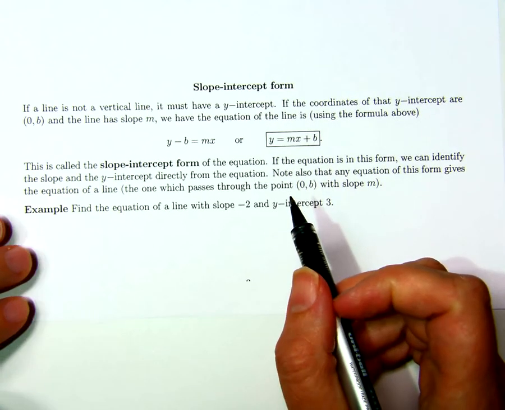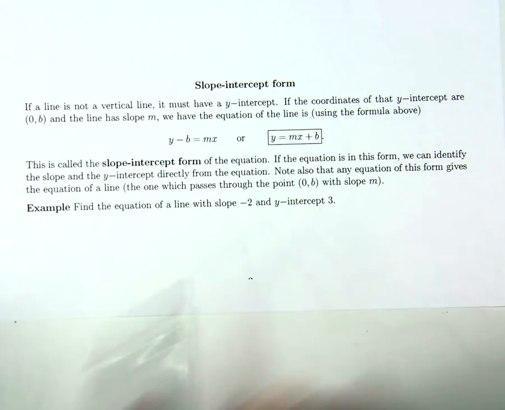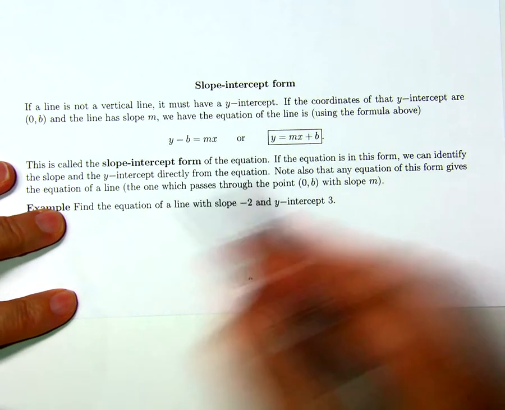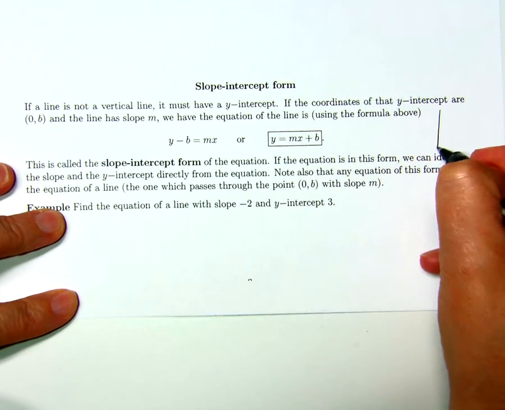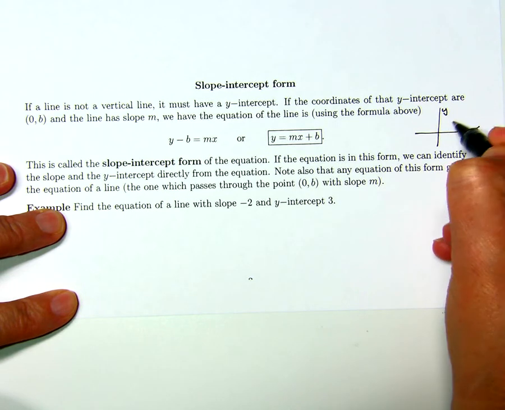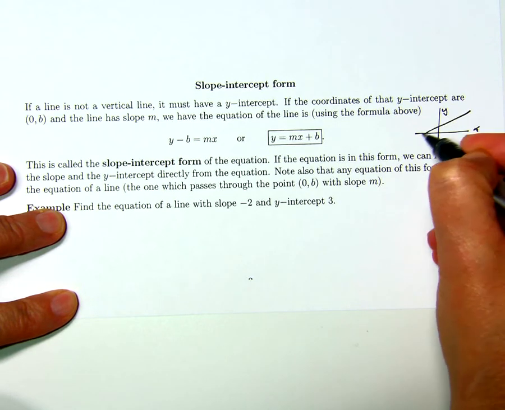Now we're going to look at the general equation of a line so that you can always recognize a line when you see it. And there are a couple of formats of the equation. If the line is not vertical, then it must have a y-intercept. So if a line is not parallel to the y-axis, then it has to cut the y-axis at some point.